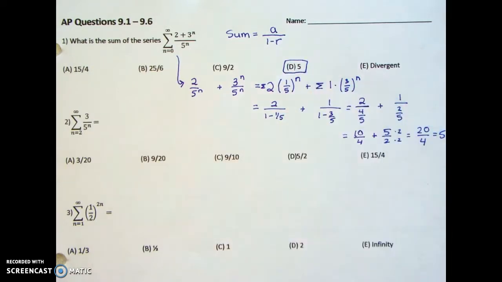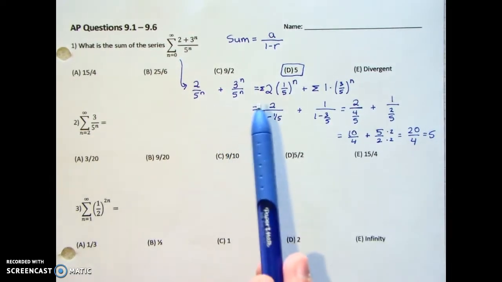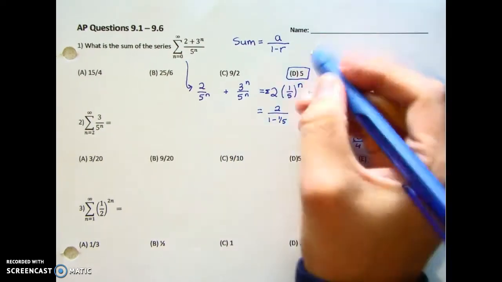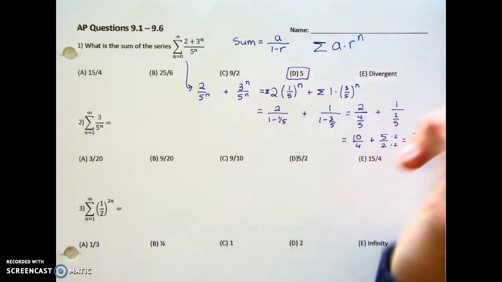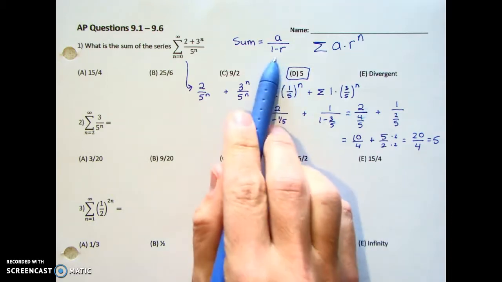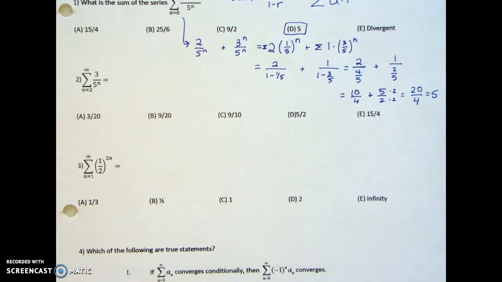Now, looking at the beginning, would you ever have come up with 5? I would not have. So you have to identify that it's a geometric series, rewrite it as a geometric series, which is a times r to the n. It has to converge, and then you can use the sum formula. Okay, ready? Let's do another one.